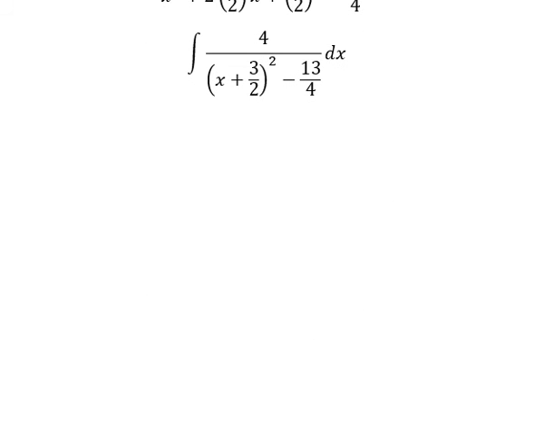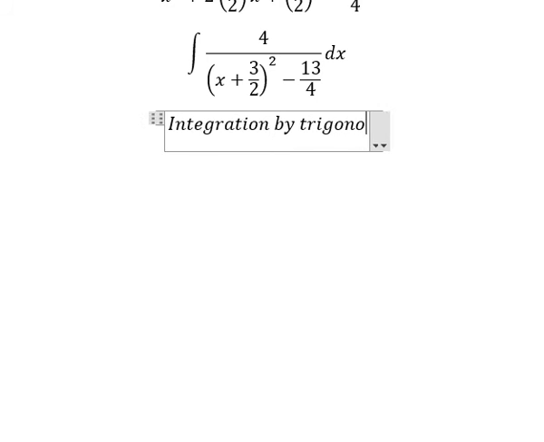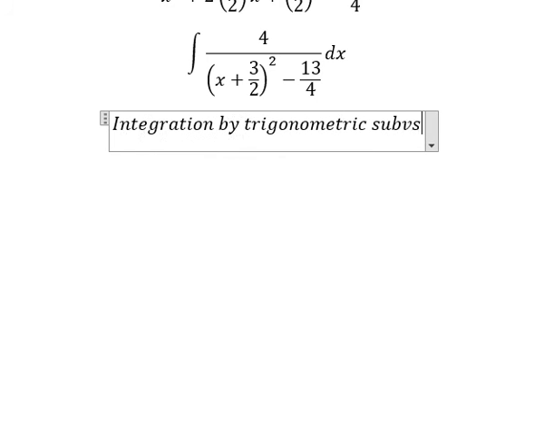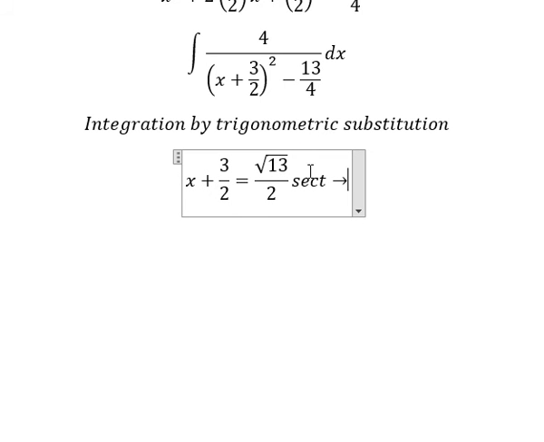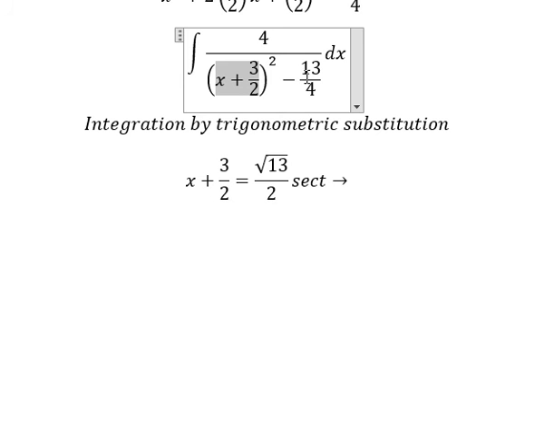So we can use integration by trigonometric substitution. So I will put x plus 3 over 2 equals to the square root of number 13 over number 2 secant of t. Because if I put this one gone here, we have 13 over number 4 secant of t square, number 13 over number 4, and 13 over number 4.